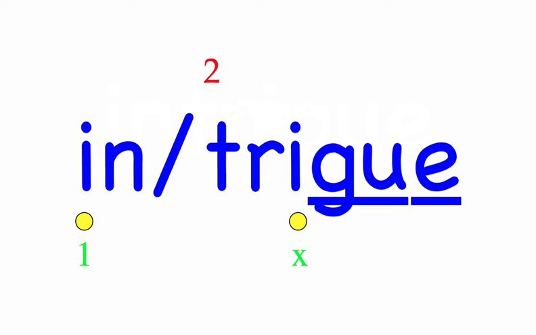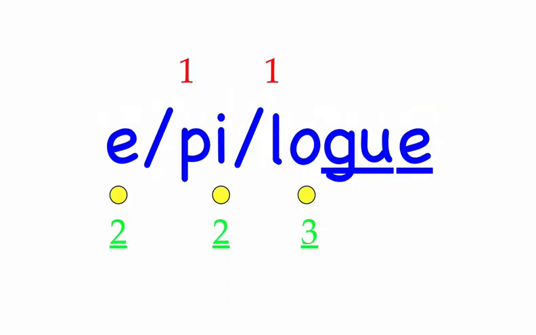Row 10. Epilogue. Epilogue. There is an epilogue to the entire story. Epilogue, 3 syllables. First syllable e, 1 sound. Pi, 2 sounds: p, i. Log, 3 sounds: l, a, g. Epilogue. Mark the word.